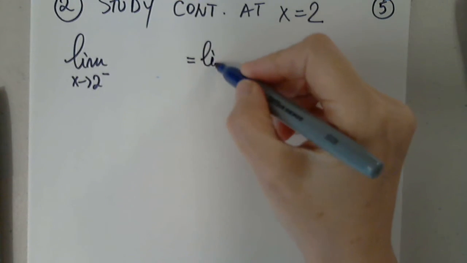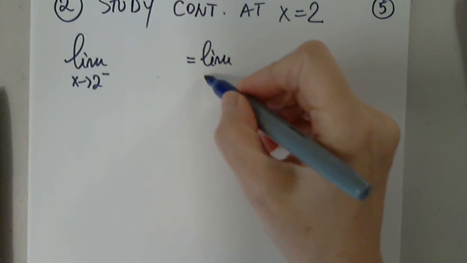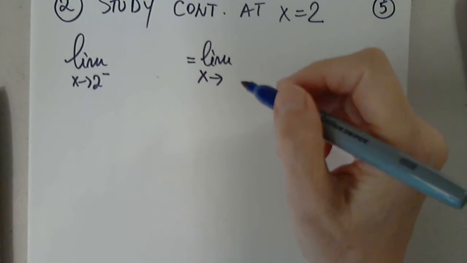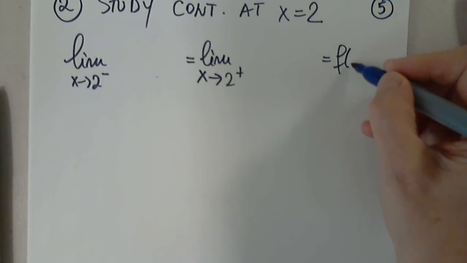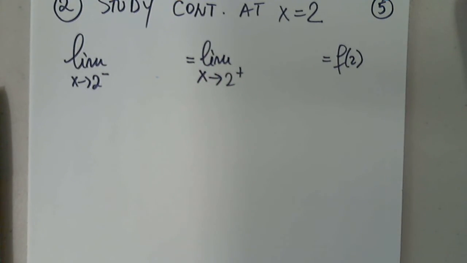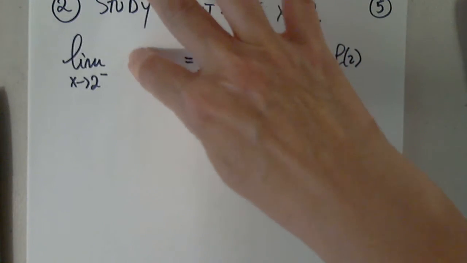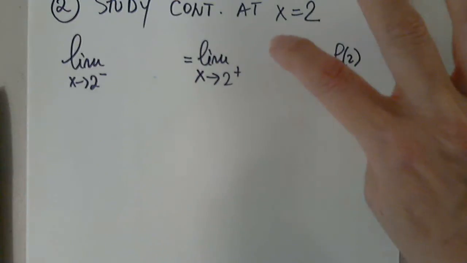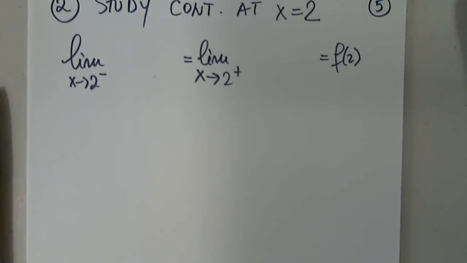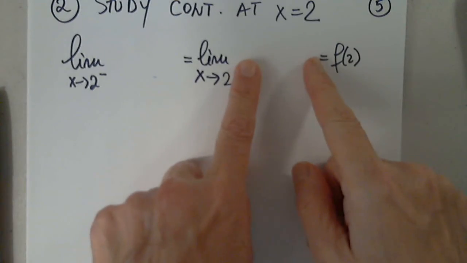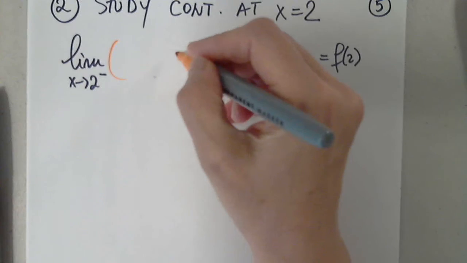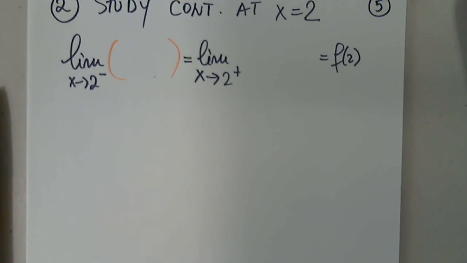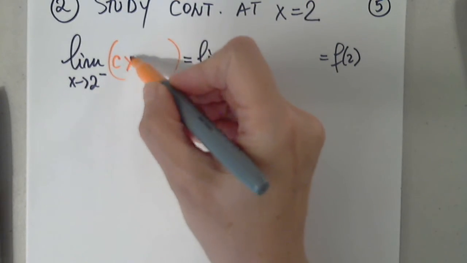Must equal f of 2. So please tell me the limit from the left of what and the limit from the right of what. And what should I put here and here? The limit at 2 from the left is equal to cx squared plus 2x.